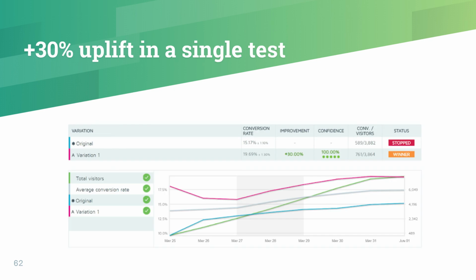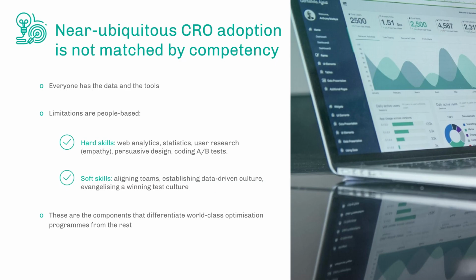30% uplift in a single test. There are the results from the A/B test tool. The pink line is the variation, the blue line is the original, and there's clear daylight between the two. 30% improvement in the conversion rate. Really, really happy to see. They were dead chuffed.